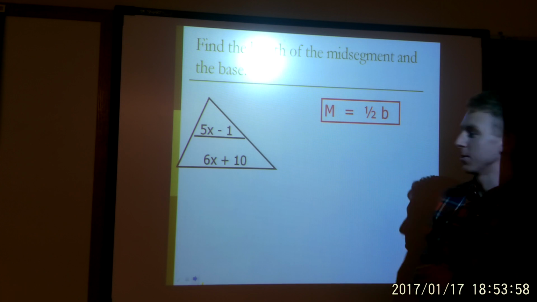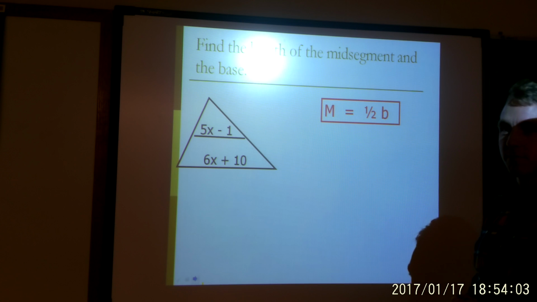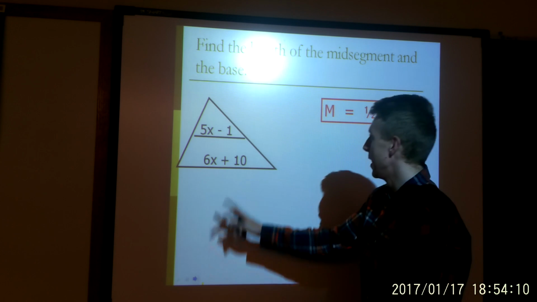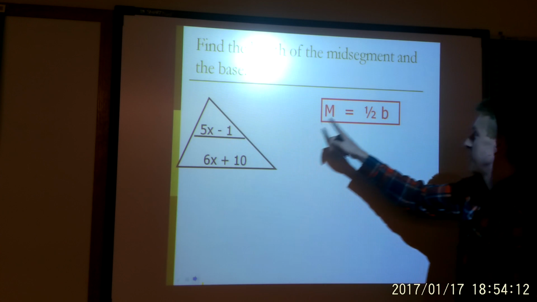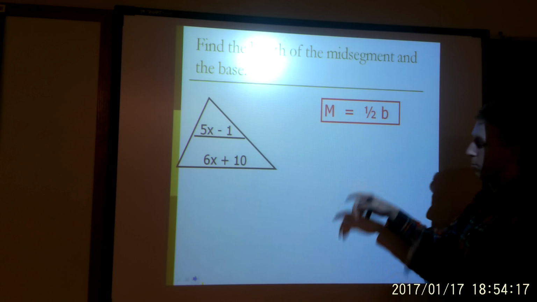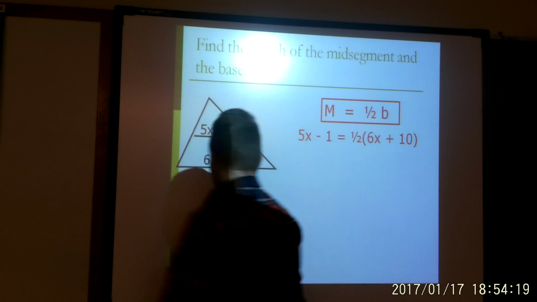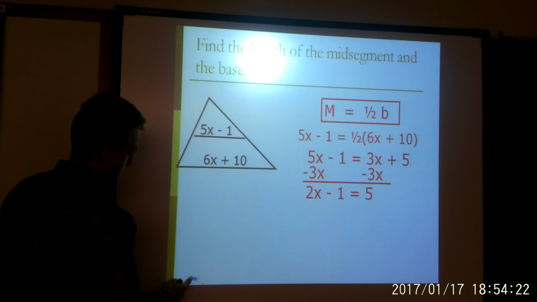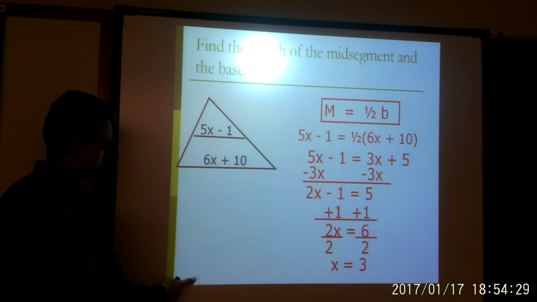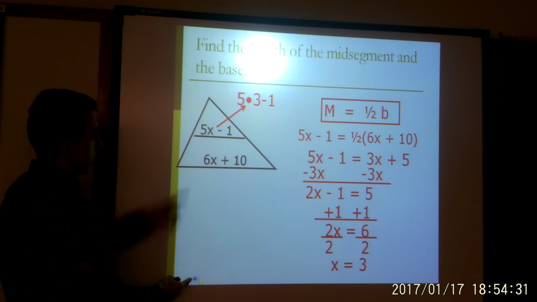So what do you think we're doing? I want you guys to try and solve it for yourself. I'll give you a little bit of time. You could pause the video if you want to try and solve it. Basically, all you would do is put the midsegment in for this and the base in for this, and go through and solve for x. You'll see that right here as we go through. And x equals 3, and then we want to find the midsegment and the base, so we have to plug it back in.